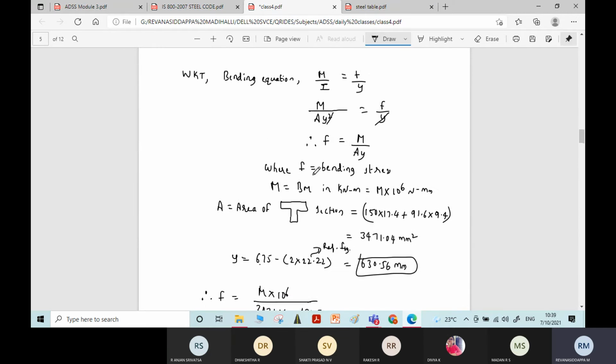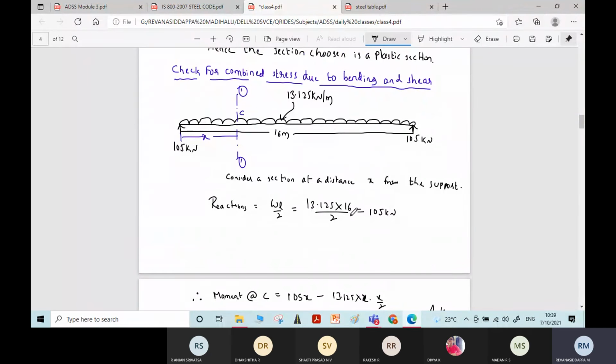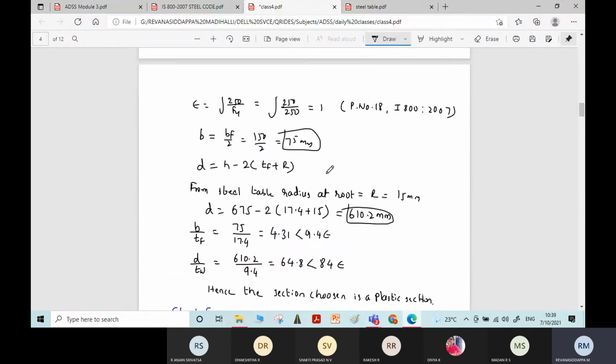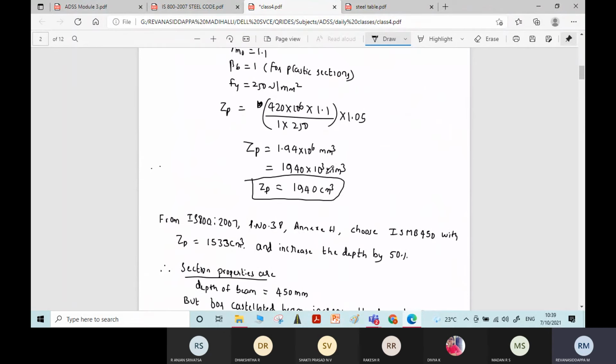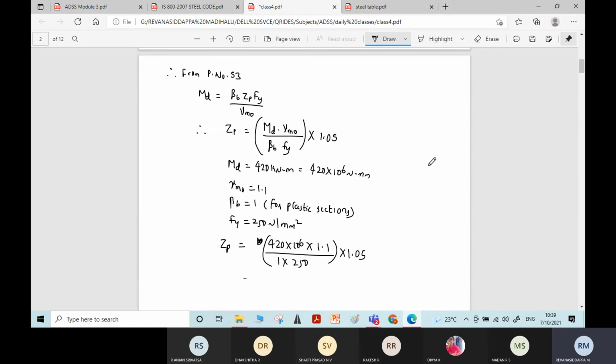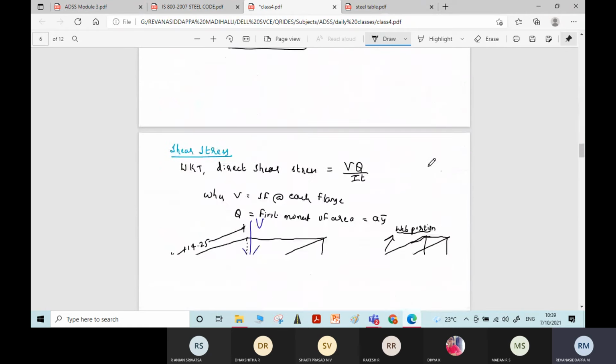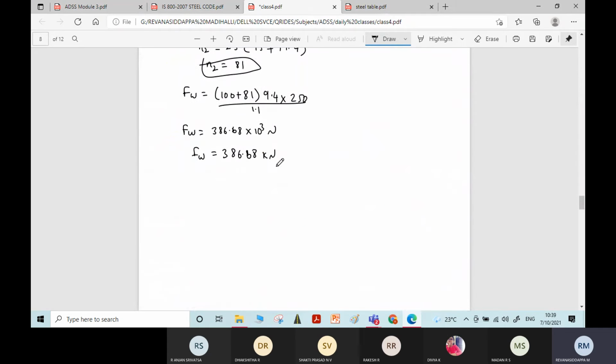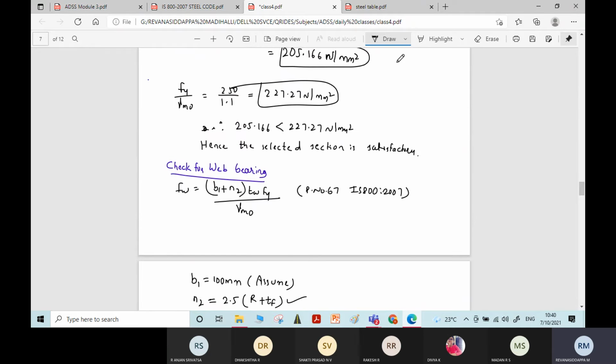The ultimate shear force that is acting on the section is 105 kilonewton. Therefore, this resistance is greater than 105 kilonewton. Hence, okay. So this completes the check for web bearing.